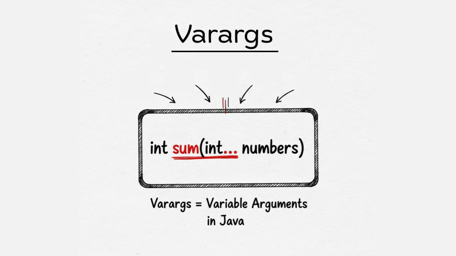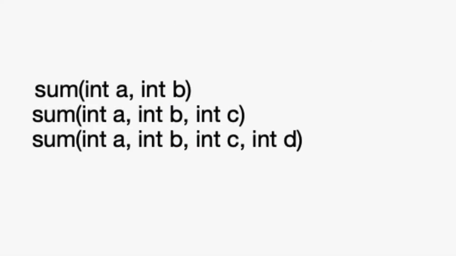Now let's talk about Varargs. Ever written overloaded methods like this? sum(int a, int b), then again sum(int a, int b, int c), then again sum(int a, int b, int c, int d). Looks messy, right? Varargs solve this. They let you pass any number of arguments to a method without creating 10 different overloads.